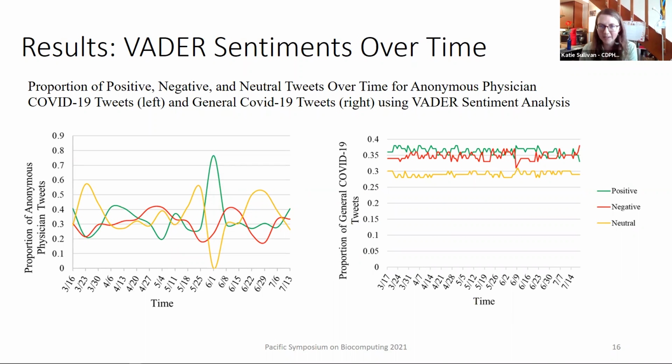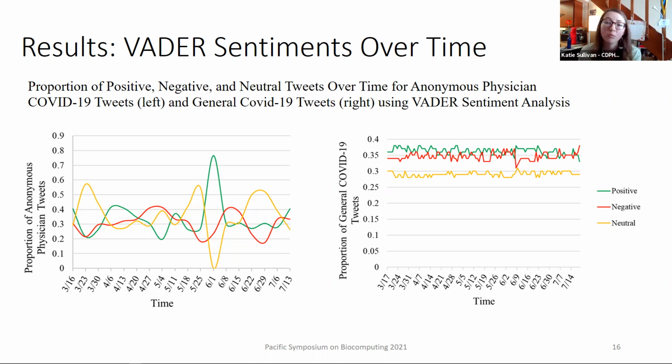Now, moving on to the Vader sentiment analysis, the one that is built for social media. These figures show negative and positive and neutral sentiments over time for the physician tweets over on the left, and for the larger COVID-19 data set on the right. In the larger COVID-19 data set, there were slightly more positive tweets over time compared to negative tweets. And there's obviously less distinction among the physician tweets. And of course, there are far fewer physician tweets available.